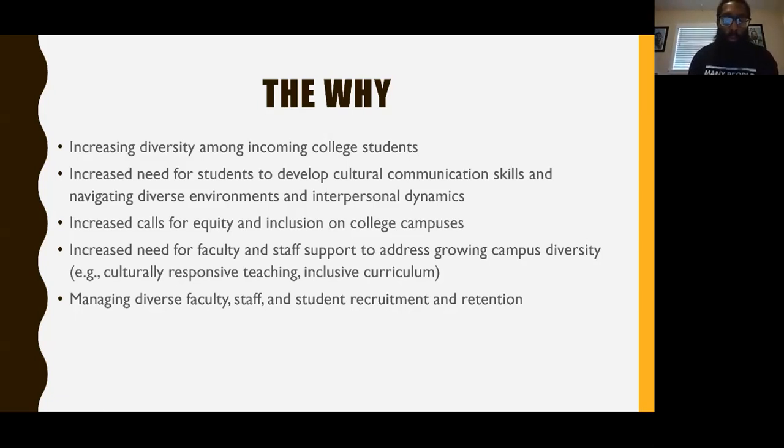There's also, because of that increased call for equity and inclusion, an increased need for faculty and staff to be able to support and address growing campus diversity, specifically utilizing more culturally responsive teaching, and then really thinking meaningfully about what inclusive curriculum looks like.